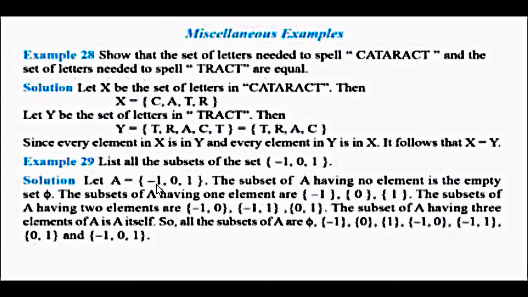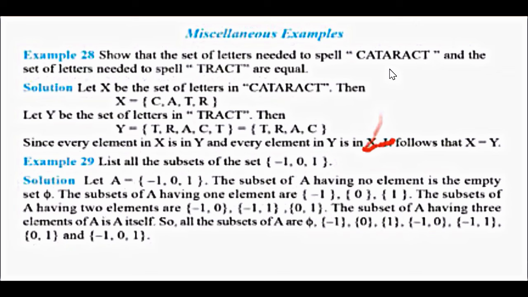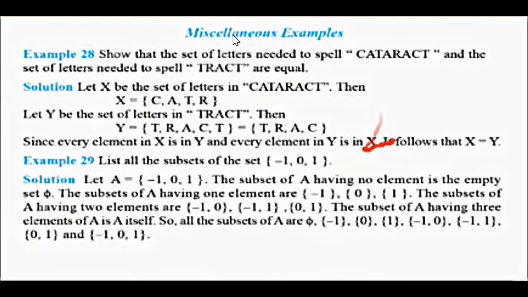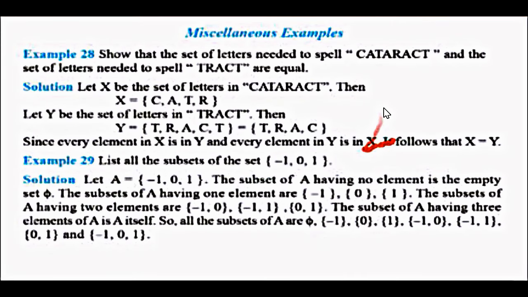A is {-1, 0, 1}. You know that if there are three elements, we'll take 2 to the power of the number of elements. How many are there? 3. So how many subsets of this set are going to be there? It will be 2 to the power 3, that is 8. When you make the subsets, just count. It should be 8, otherwise you are doing something wrong.